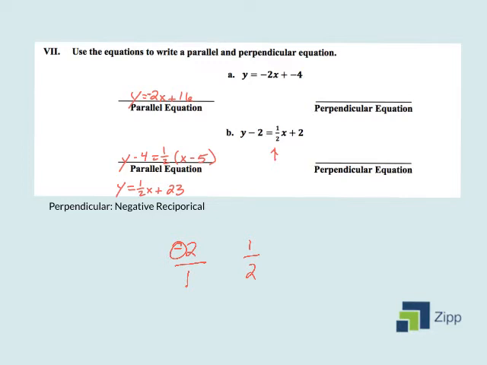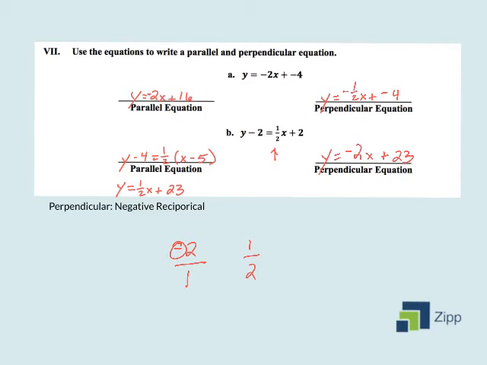So when I write the first one, I'll write y equals -1/2 x plus, and I can have any y-intercept. I may as well just go with the same one. When I look at the second one, I'll write it the exact same, but I'll change the slope. And I've got a perpendicular line.